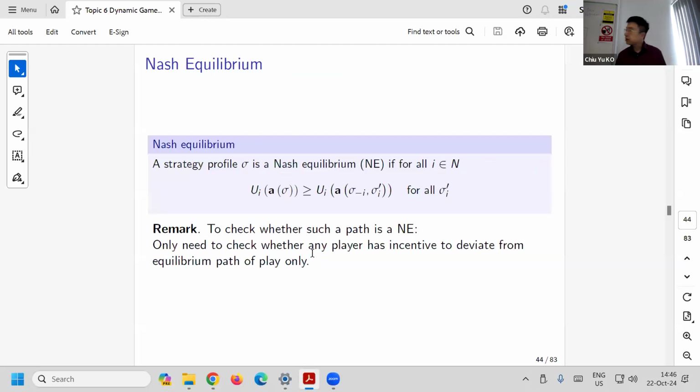That means that we only check along the equilibrium path, okay? A particular path, we just look at every point of time along the path whether anyone will deviate. That is only me to check.